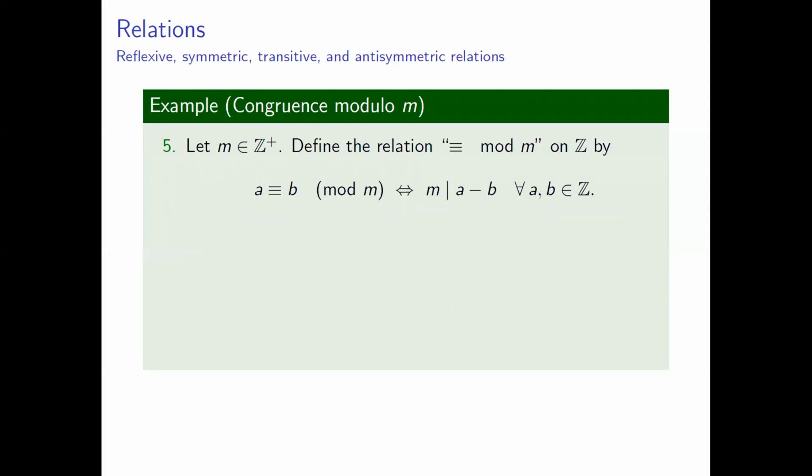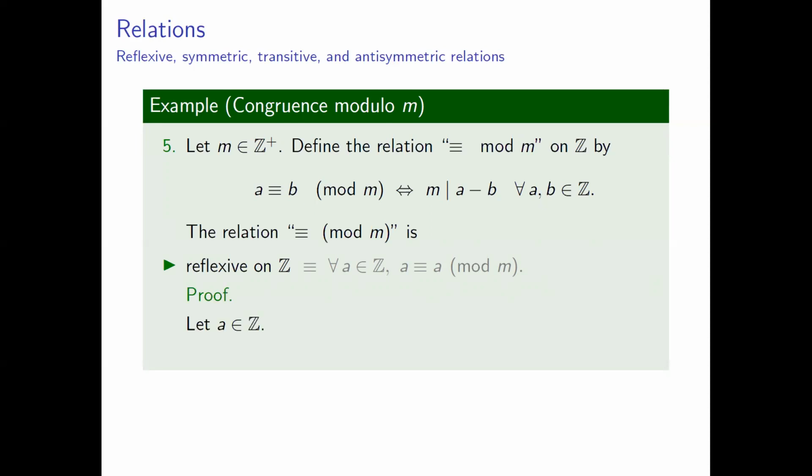Let M be a fixed positive integer. Define the relation congruence modulo M on the set of integers as follows. For any integers A and B, A is congruent to B modulo M if and only if M divides A minus B. The relation congruence modulo M is reflexive on the set of integers.